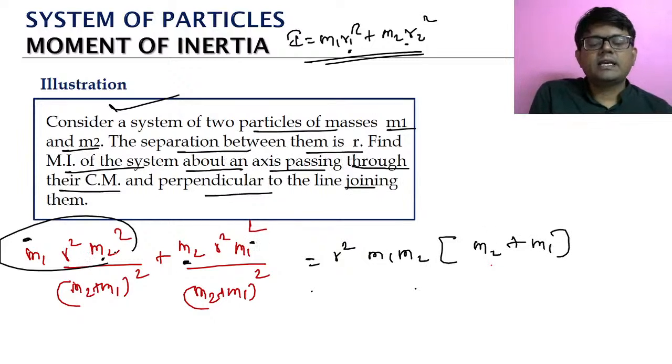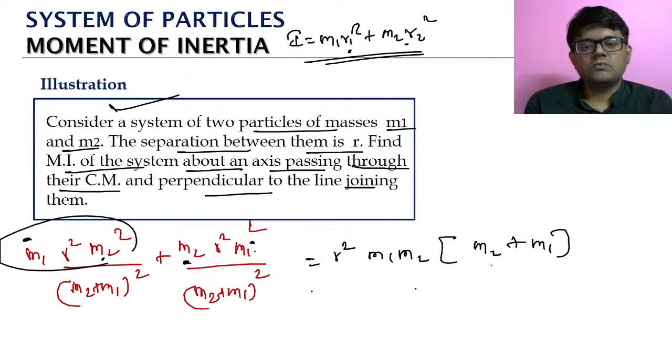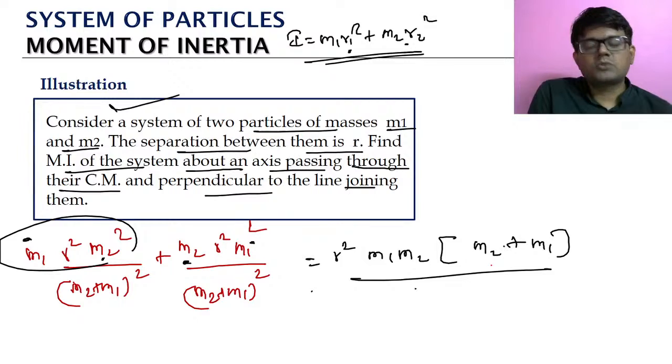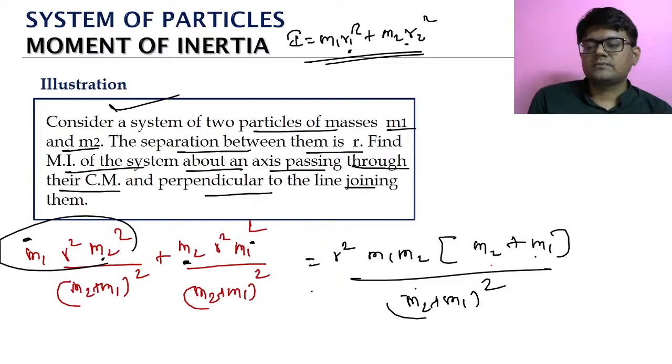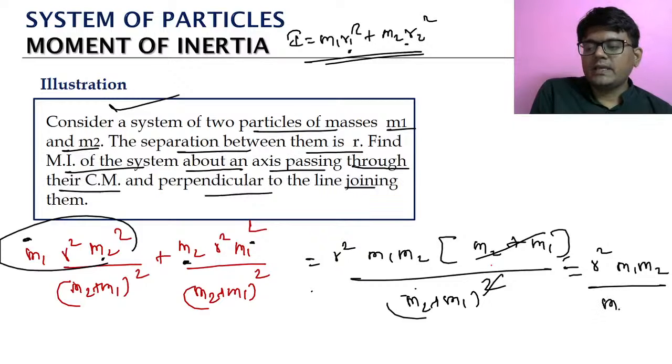See what comes here? m2 square comes, and we took only one m2 common. Similarly m1 square comes here, so only one m1 we take common out. So in the first term m2 will remain, and in the second term m1 will remain. In the denominator we have m2 plus m1 the whole square, so one term we can cancel. So what is the final answer? r square into m1 m2 by m2 plus m1 is our standard result.